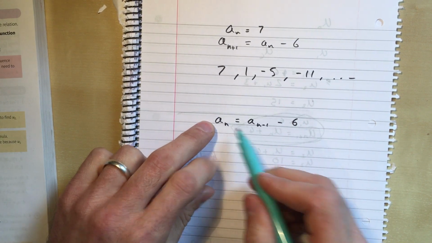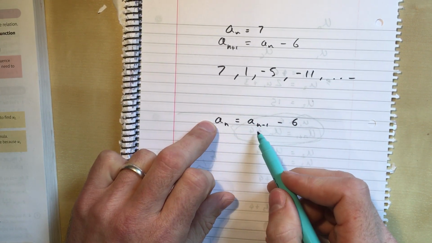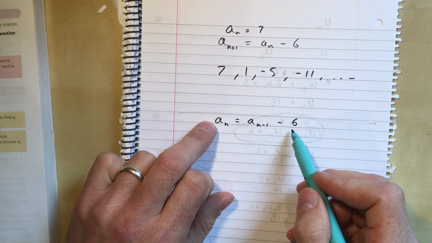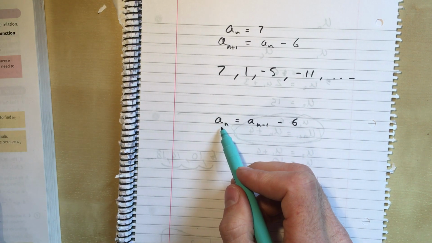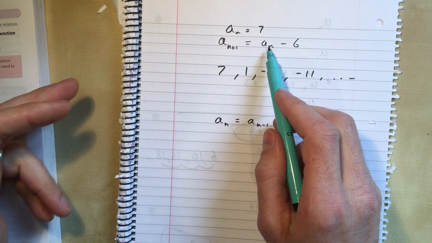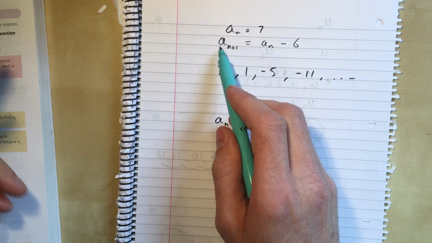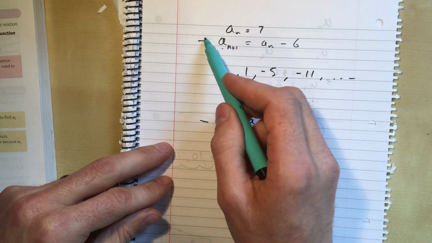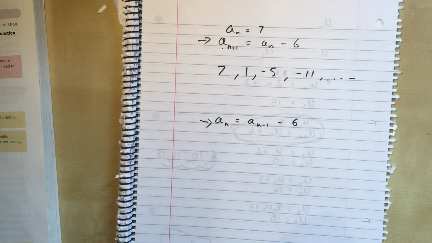Take the term you want, take the term before the term that you're on, and take away 6 from it. So if you want the second term in the sequence, take the first term and take away 6. If you're on the second term in the sequence, take away 6 and that'll give you the third term. So these two recurrence relations really say the same thing. Okay?